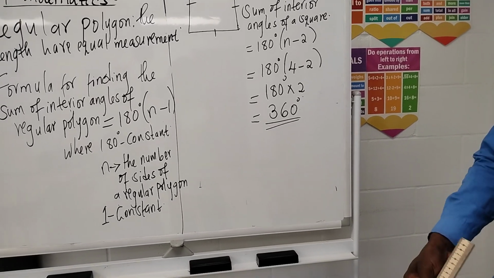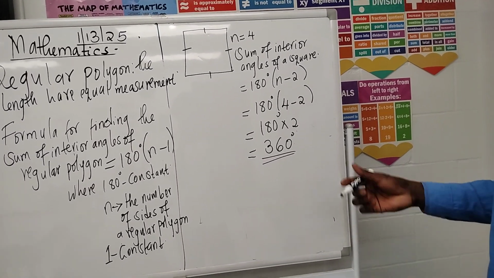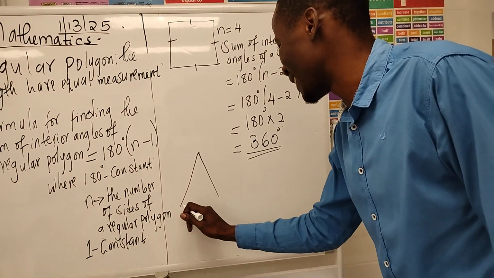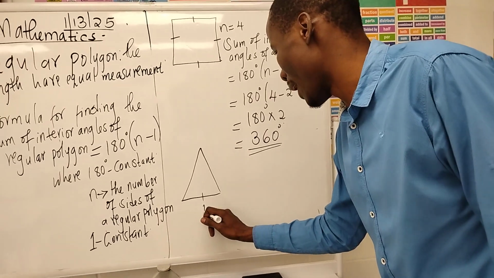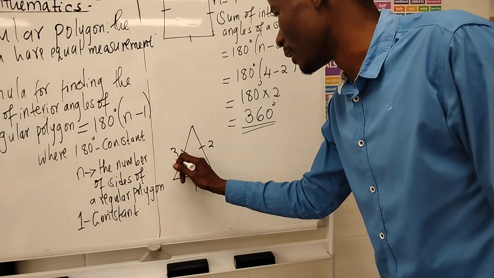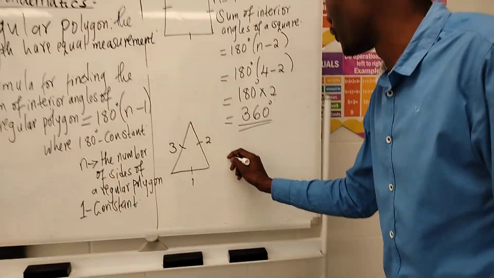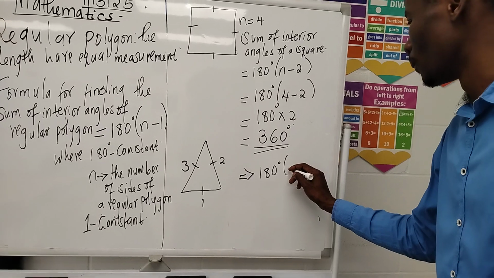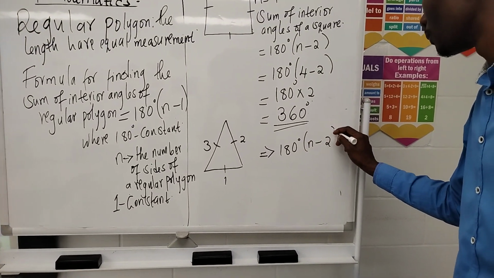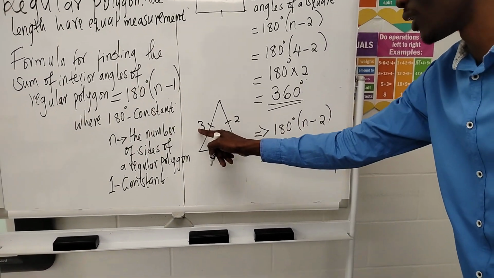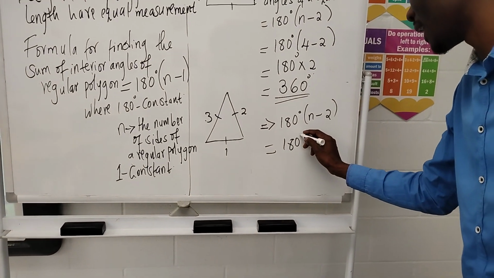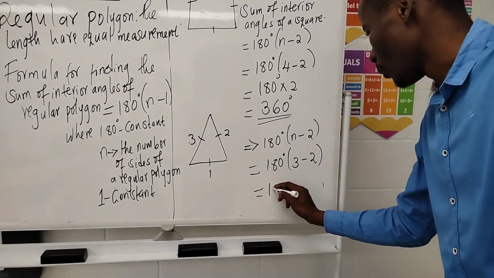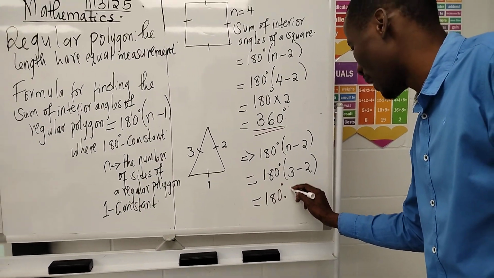Whether you're talking about a triangle, that is also a polygon. A triangle has how many sides? 1, 2, 3. So the sum of interior angles of a triangle is equal to 180 degrees into n minus 2. Because a triangle has 3 sides, it is 180 degrees into 3 take away 2. What is the answer? 180 degrees multiplied by 1.